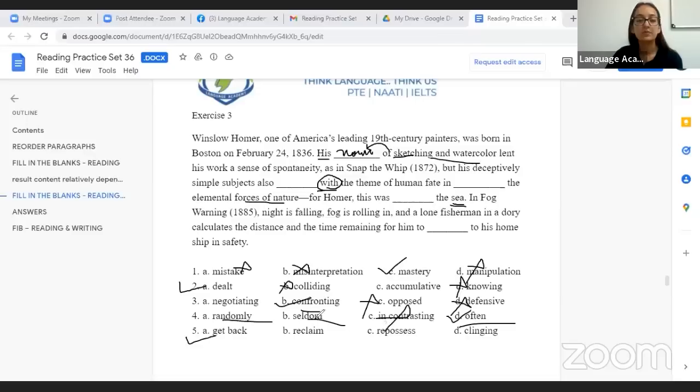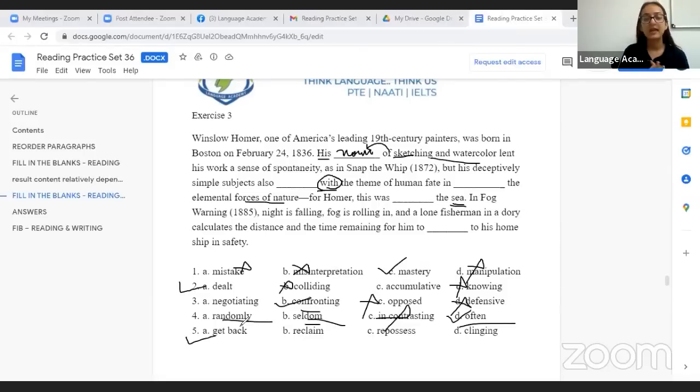And out of the options, seldom means rarely. So how do we know that he used to paint the sea very rarely? What were the other options? Randomly, better saying often, because from the limited context that is given, we can only assume that they are going to talk about something related to the sea, since they have given the example of the sea only. So we should go with often he used to paint something about the sea. So that is often the sea.